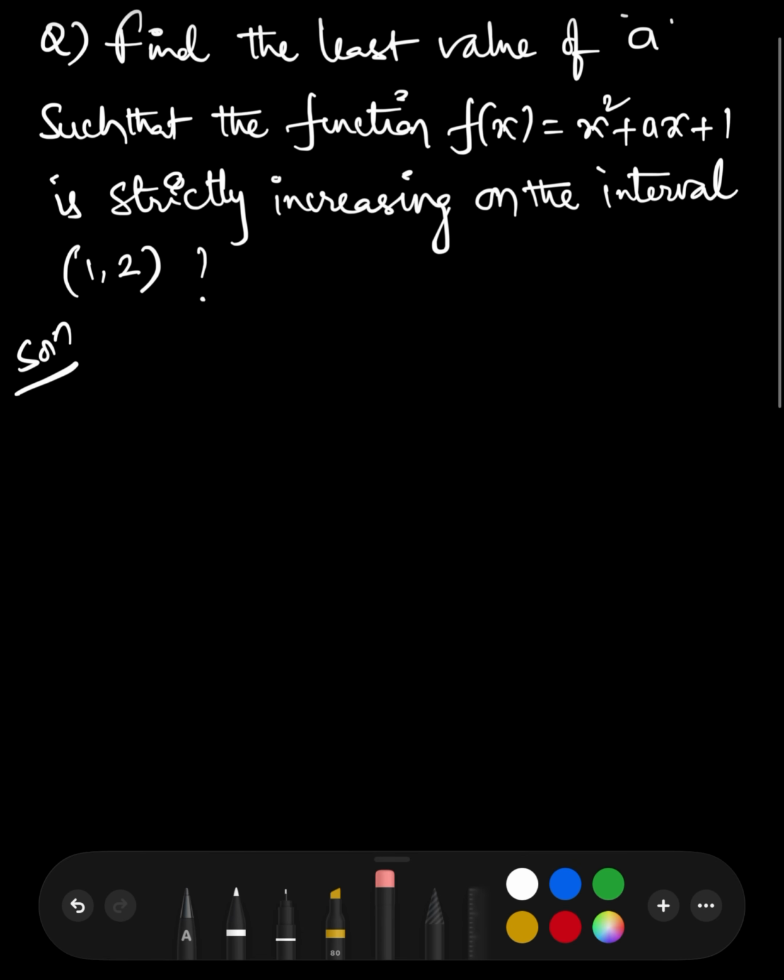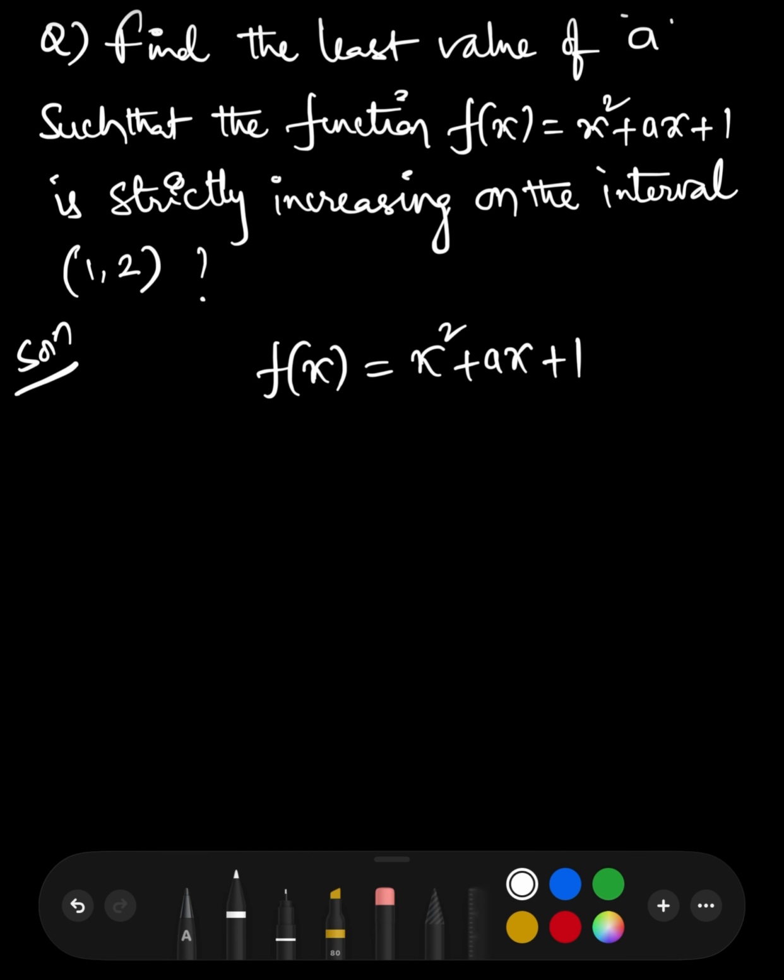Now coming to the given function f(x) = x² + ax + 1. If you observe this given function, it is a quadratic expression, right? The coefficient of x² here is 1, which is greater than 0. When the coefficient of x² is greater than 0, the quadratic expression will be an upward curve, and it has a minimum value and the maximum value is not defined, right?